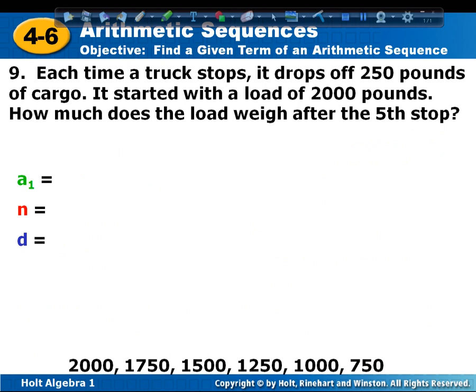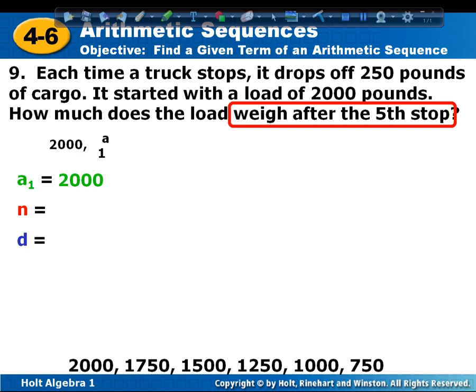Alright, number 9 says, each time a truck stops, it drops off 250 pounds of cargo. It started with a load of 2,000 pounds. How much does the load weigh after the 5th stop? Now we have to be careful with our wording here. Our a sub 1 is 2,000 because that's the amount we're starting with. And it says after the 5th stop. This confuses a lot of people.